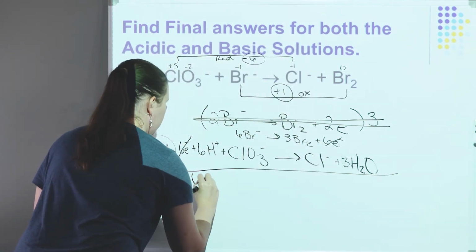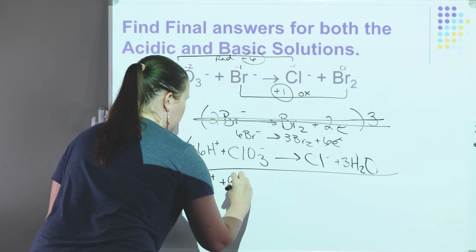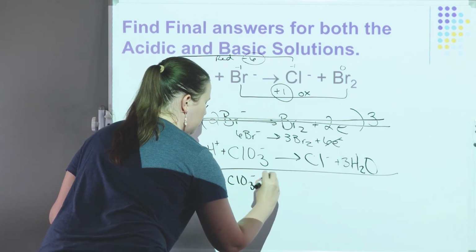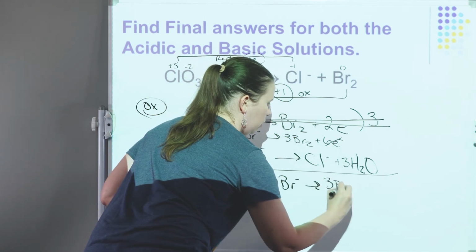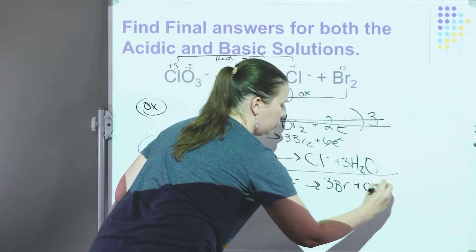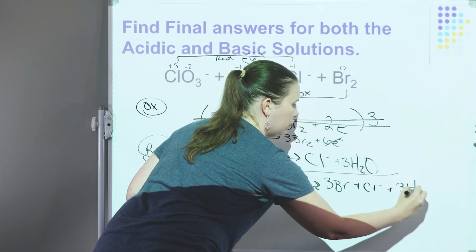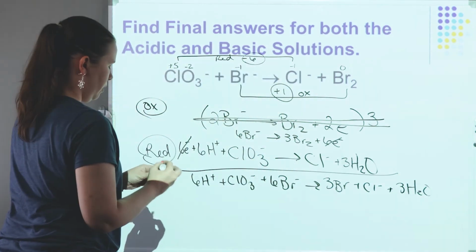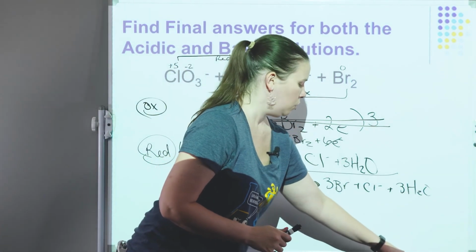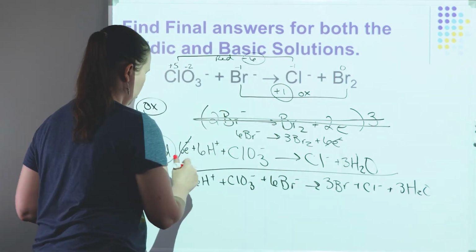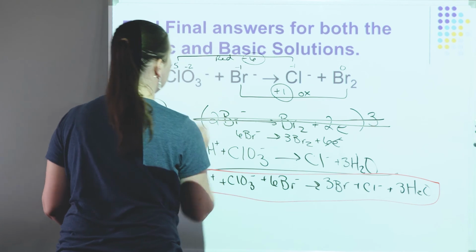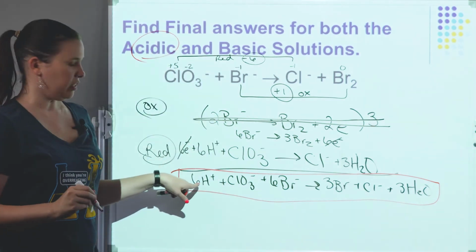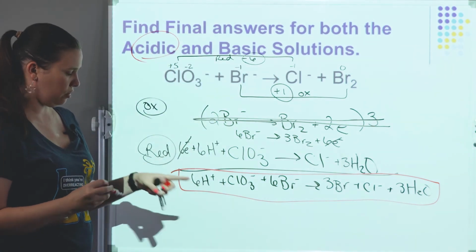So I have my 6 hydrogen ions and the ClO3 minus and my 6 bromine ions, producing those 3 bromine molecules, the chlorine ions, and 3 waters. This combined reaction would be the finished answer for my acidic solution. Got my hydrogen ions here.